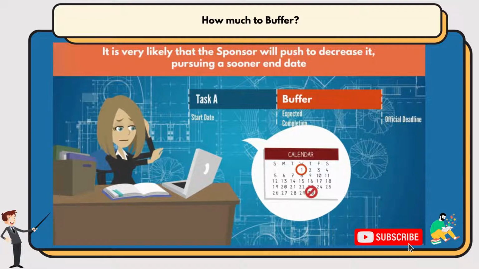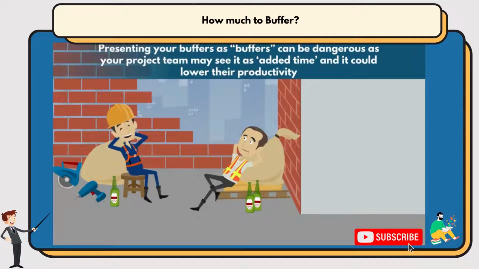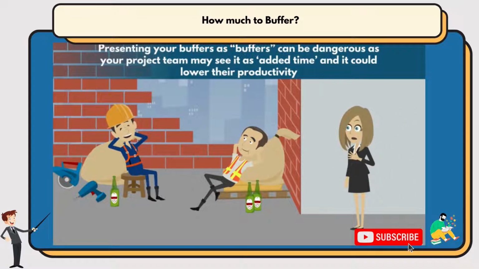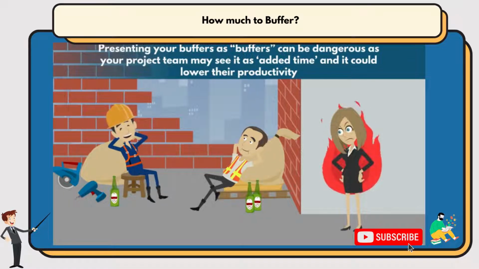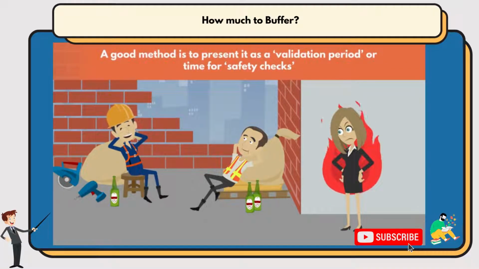Now, the other question is how to present the buffers. It is an important factor and must be done tactfully. Even presenting your buffers as buffers can be dangerous, and your project team may see it as added time, and it could lower their productivity. A good method is to present it as a validation period, or time for safety checks. This way you can keep everyone productive while covering any delays.